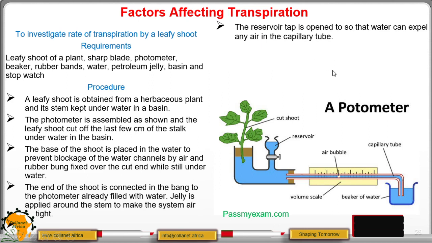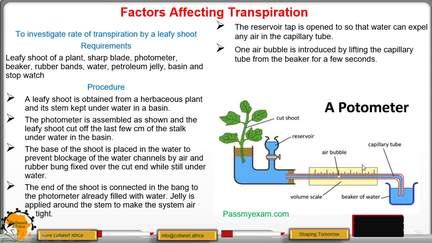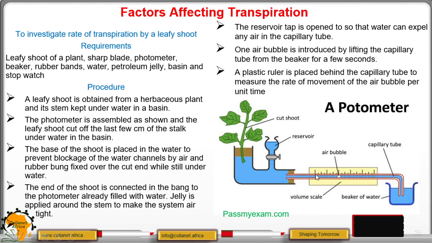Then this tap is opened to expel any air in the capillary tube. And then one air bubble is introduced, as you can see, by lifting the capillary tube from the beaker for a few seconds. And then there is a means of measurement behind the capillary tube so that it can measure the rate of movement of the air bubble per unit time.